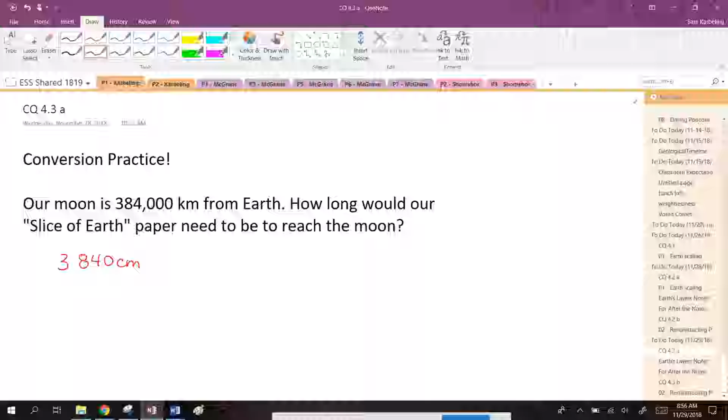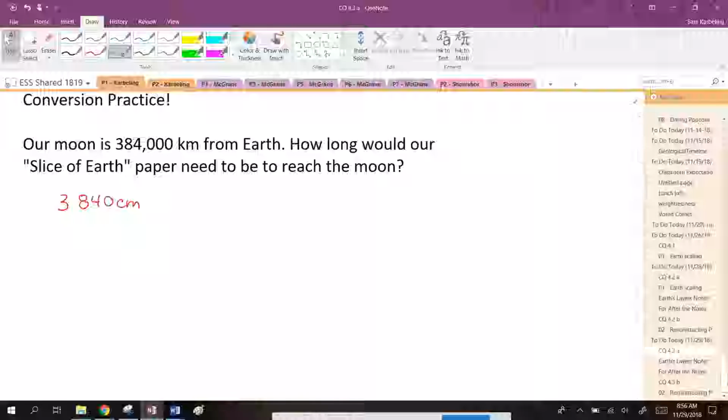I did the conversion factor. I divided it by 100. Okay. Moved the decimal over twice. So let's just write that out so that we all are on the same page. 384,000 kilometers. Is that kind of where you started? Mm-hmm. And then you set up your little chart just like you had on the yellow paper, right?